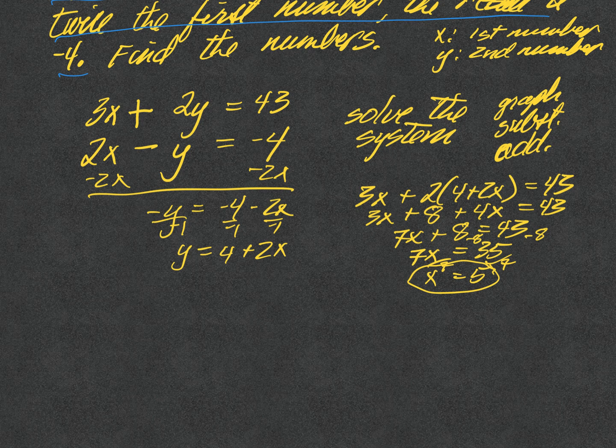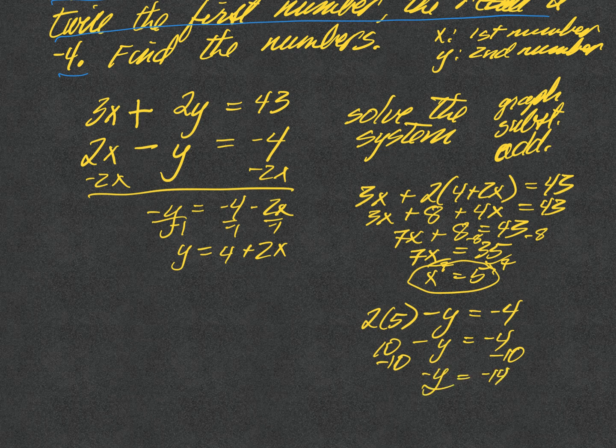And then the next number, I can do 2 times 5 minus y equals negative 4. So that's 10 minus y equals negative 4. So I subtract 10 from both sides. Get negative y equals negative 14. Divide by negative 1. And get y equals 14. So there's my two numbers. All right? And that's pretty much it.